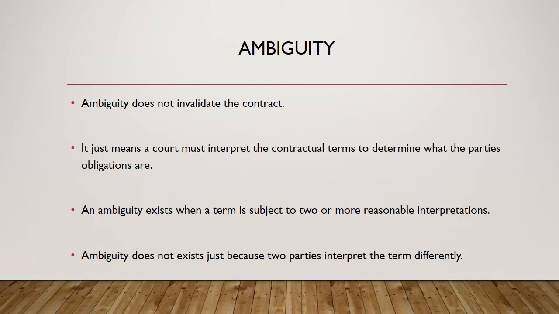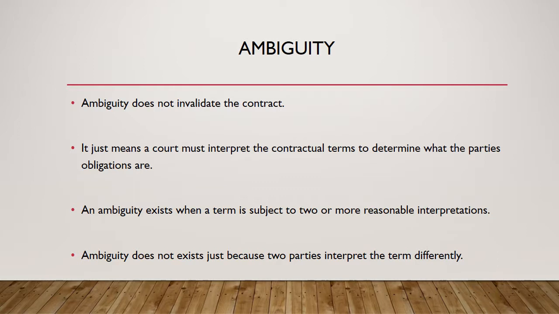Ambiguity. The book lists ambiguity as another instance in which there may not be a true meeting of the minds. I don't agree with that characterization because an ambiguity does not invalidate the contract. Rather, an ambiguity just means that you've got to do some thinking about how a term or provision should be interpreted or construed. What is the true meaning of the clause, the provision, the word, whatever term or phrase is deemed to be ambiguous.